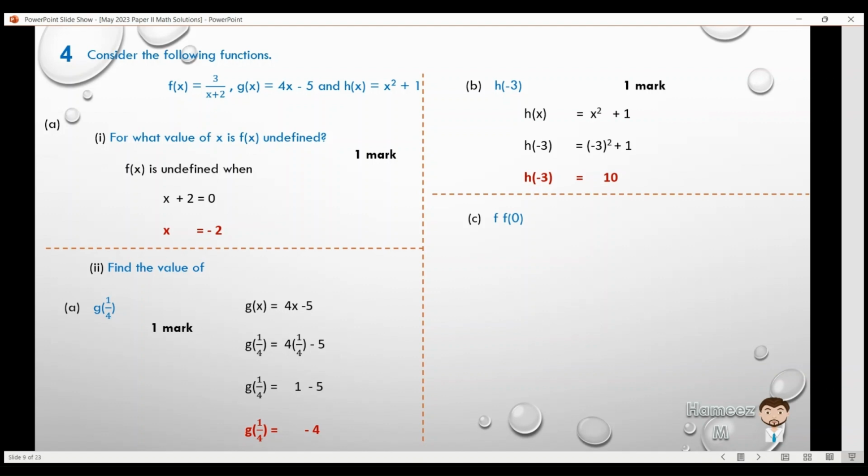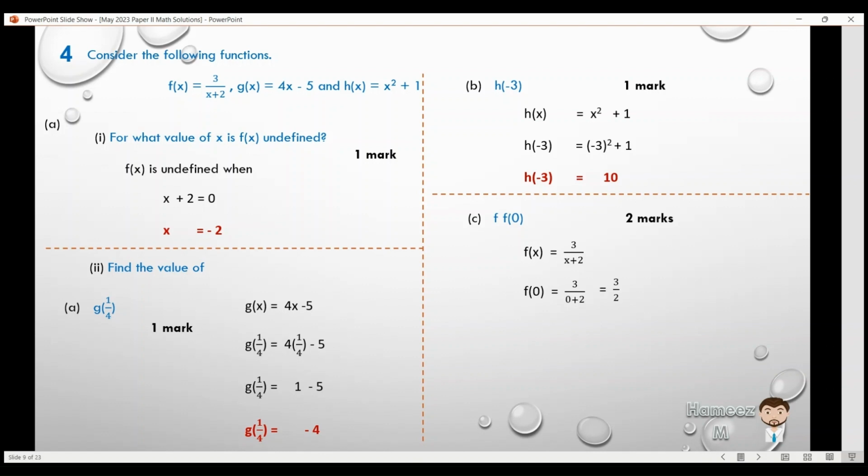Now let's go on, where in part C, it's a composite function, where one function is operating upon another function. The first function is f of 0, and when we get that answer, we are going to put f upon that, a second f function. So if we consider writing the equation f of x, which is 3 over x plus 2, and our input is 0, wherever we have x, we're going to replace it by 0. So f of 0 is 3 over 0 plus 2. That means the denominator works out to be 2. So f of 0 is equal to 3 over 2.